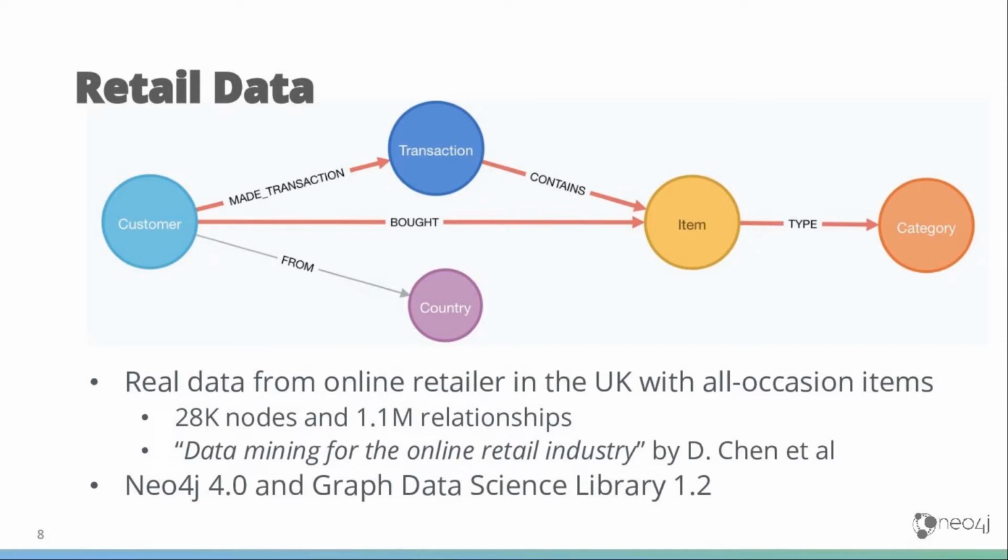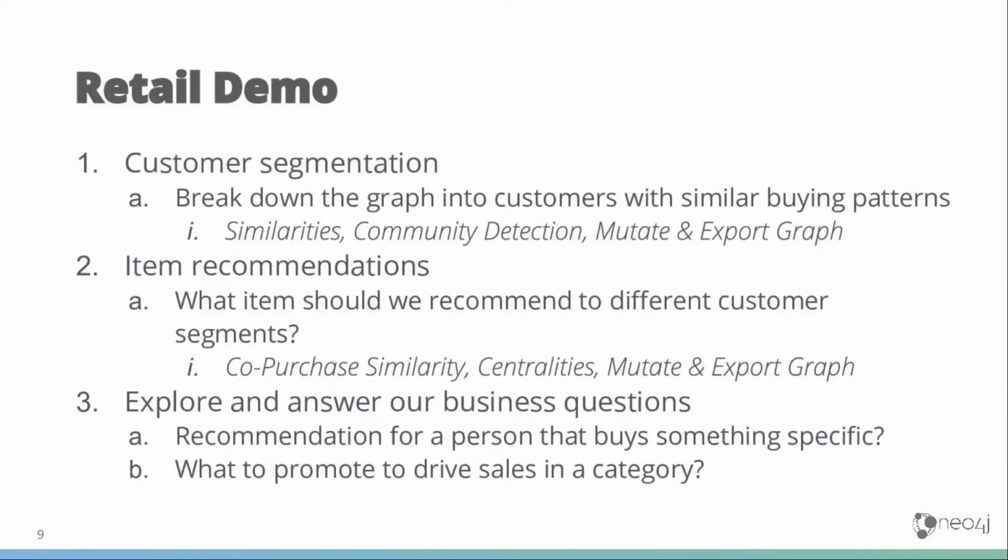If you want to follow along on your own, we do have a repository with this information in it, or you can pull it directly from that research paper called Data Mining for Online Retail and Industry. We used Neo4j 4.0, Graph Data Science Library 1.2, and the Bloom visualization tool 1.3 as well in this.